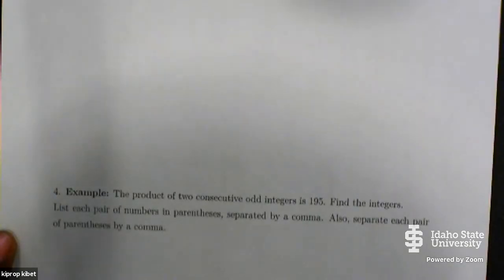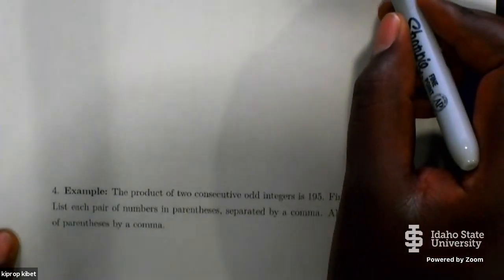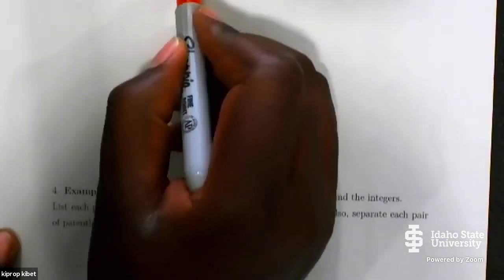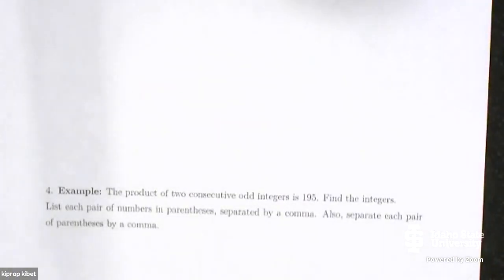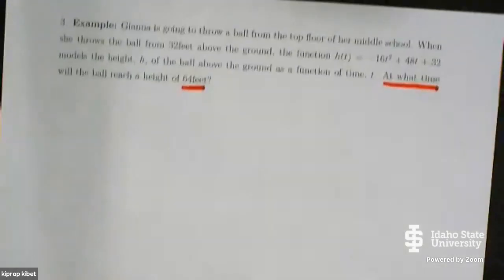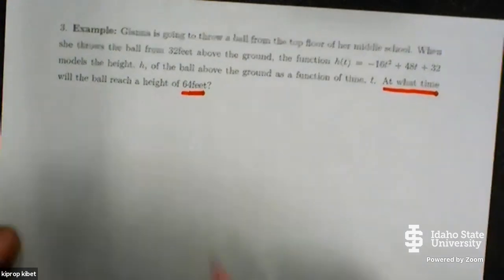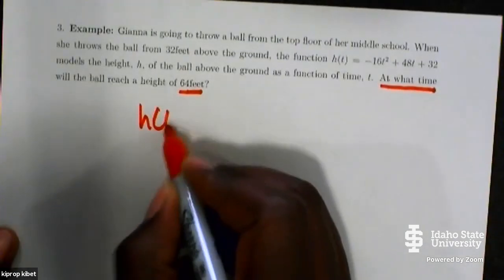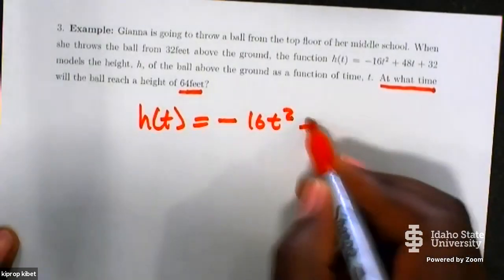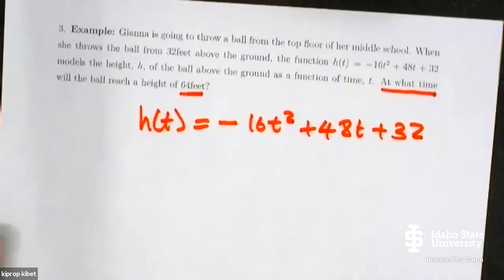Okay, so what are we looking for there? So we identify what you're looking for. At what time will the ball reach the height of what? 64 feet. At what time will the ball reach the height of 64 feet? So the function is h(t) = -16t² + 48t + 35.